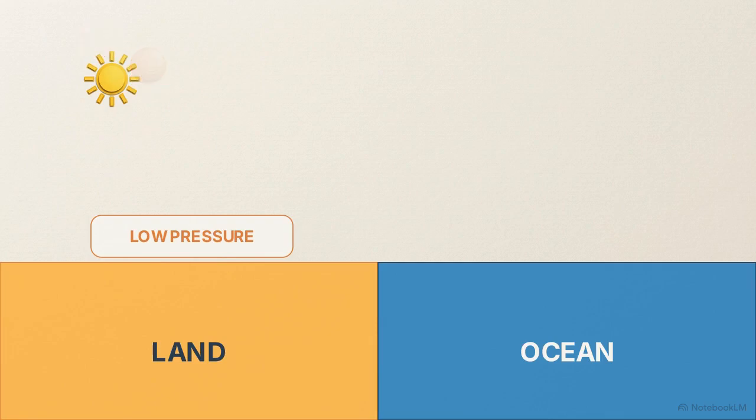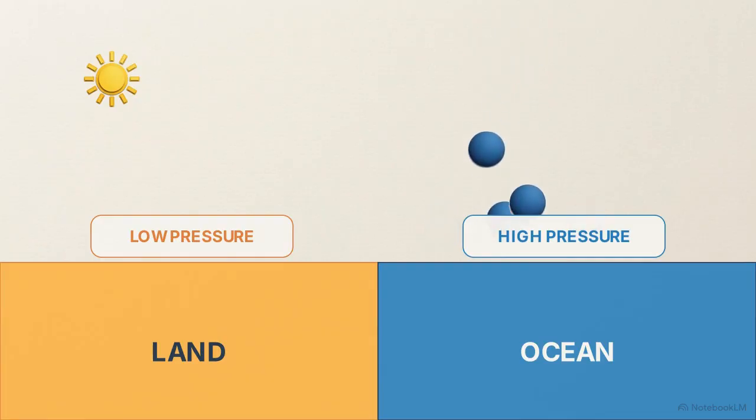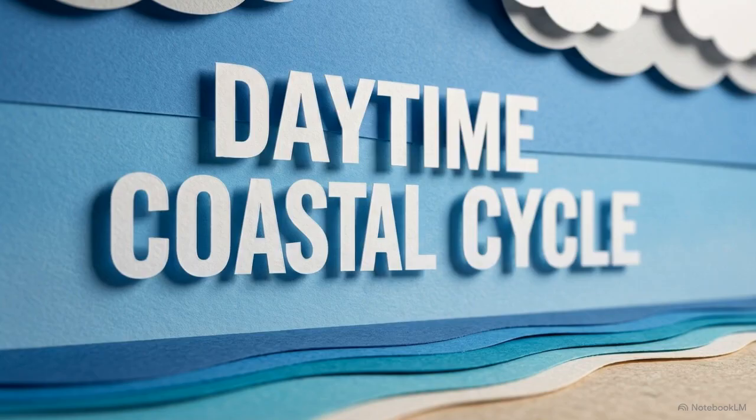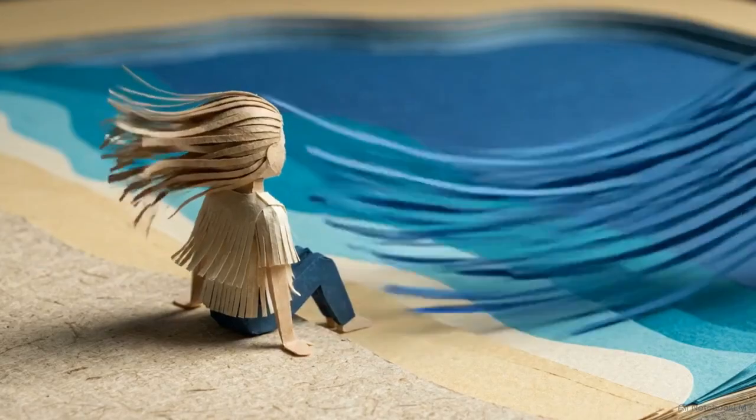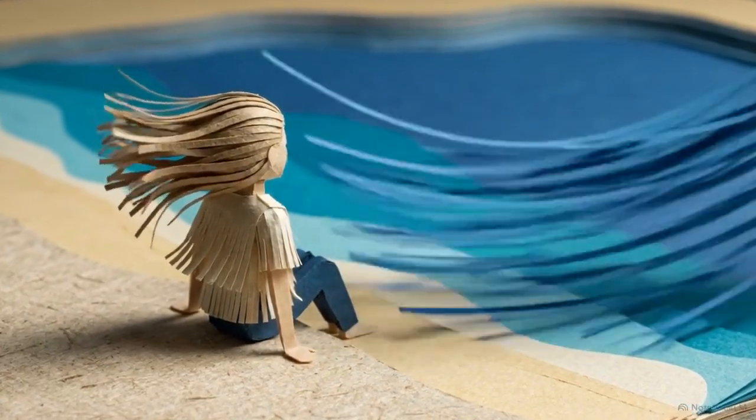Meanwhile, the cooler air over the water stays dense and heavy. Following the rule of pressure, the heavy ocean air surges horizontally across the sand to fill the void. Meteorologists call this daytime transfer a sea breeze. The afternoon wind hitting your face at the beach is the atmosphere rushing in to equalize the temperature difference.